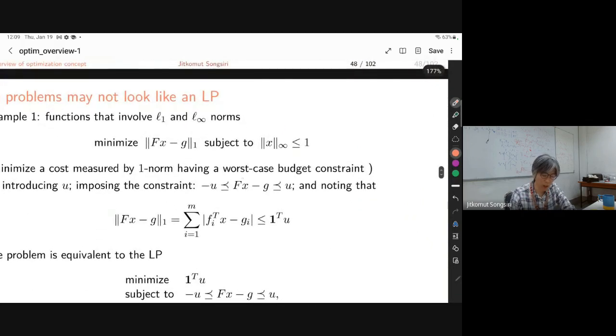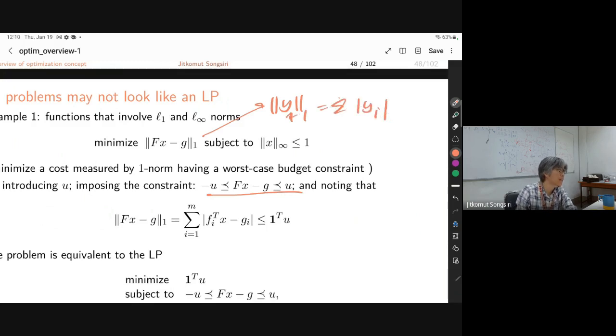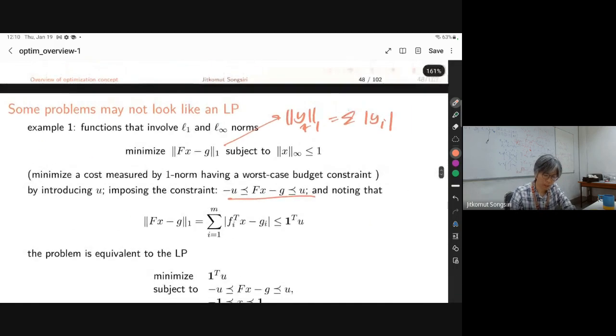First of all, everyone knows that the one norm of y is a summation of yi, right? What happens if I say I want to minimize the L1 norm? Then maybe I first introduce a vector u.